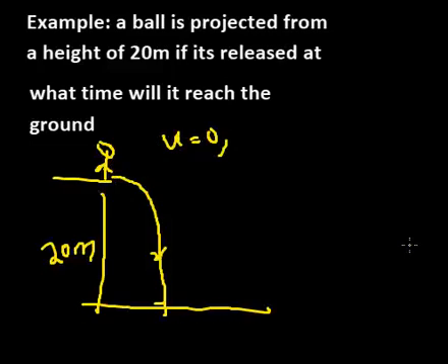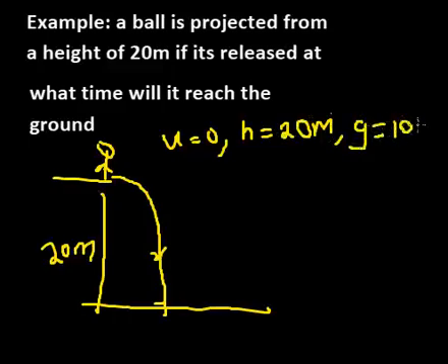Let's proceed. H is 20 meters. Don't forget your g is always constant. We will always introduce it as far as motion under gravity is concerned. And we are looking for the time for this object to reach the ground.